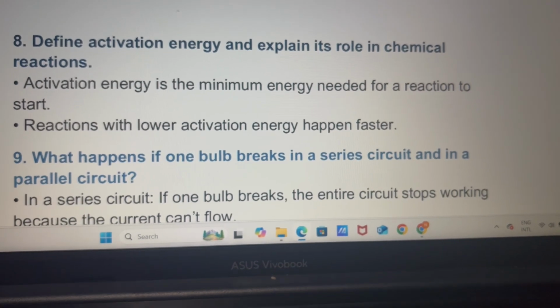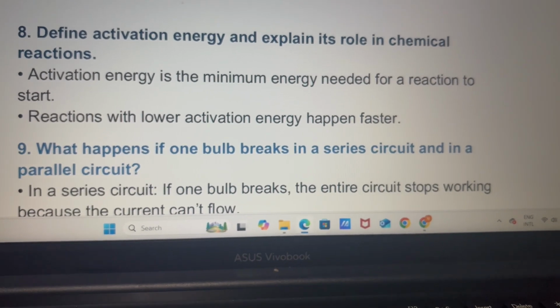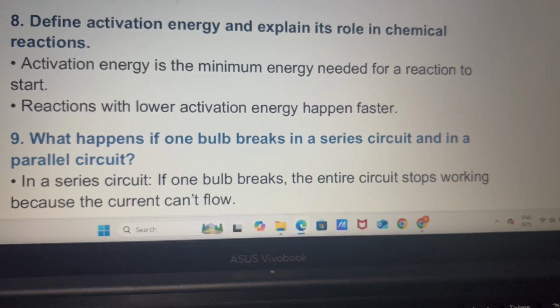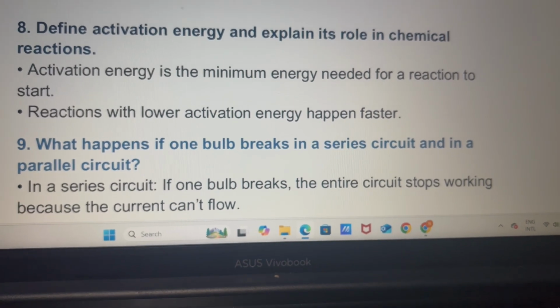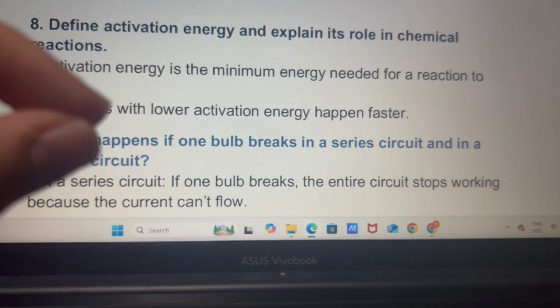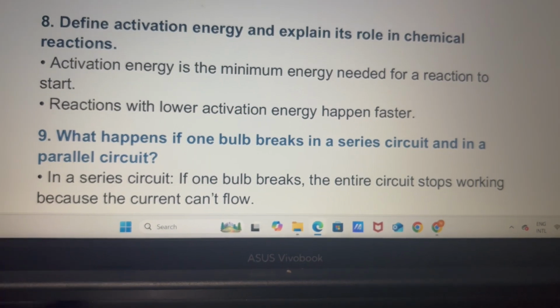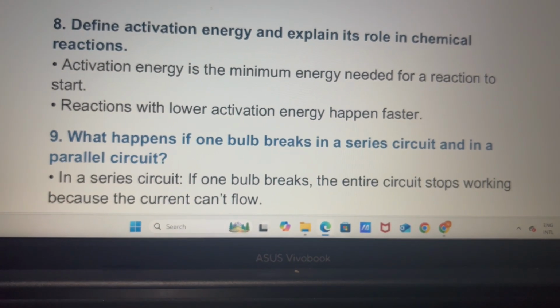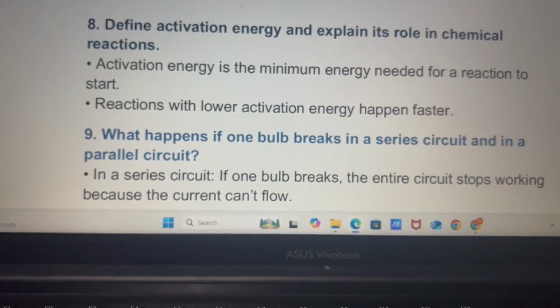Activation energy is, as we said, the minimum amount of energy needed for a reaction to start. So if we make it less, the reaction will go fast. Just make the energy needed for the reaction less, and the reaction will be faster.